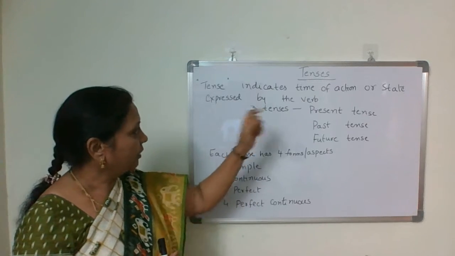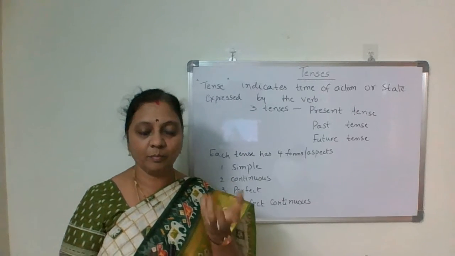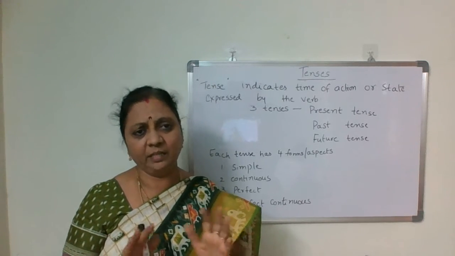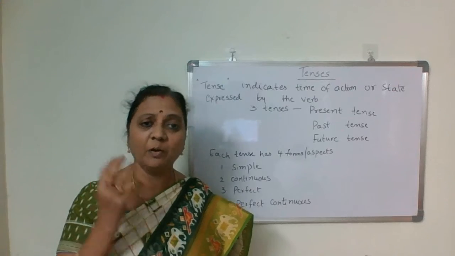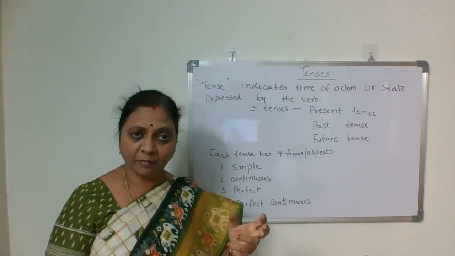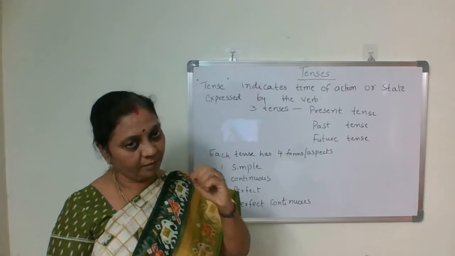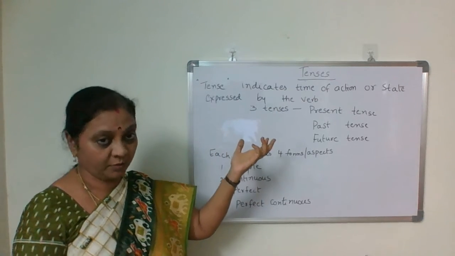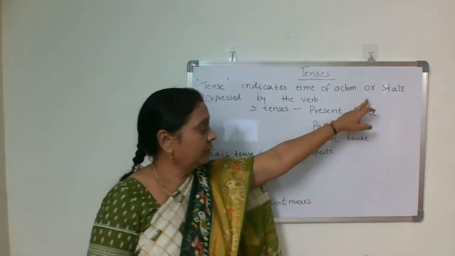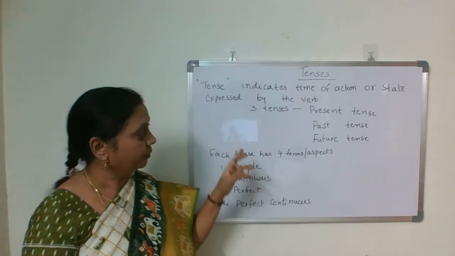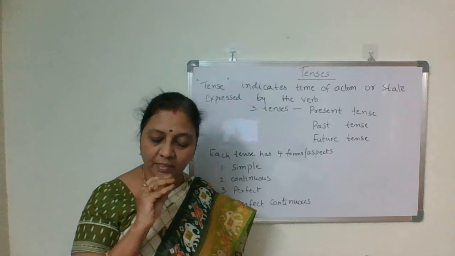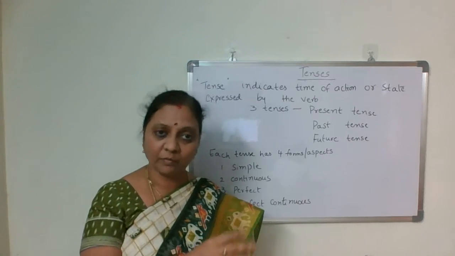Okay, so tense. What do you mean by tense? Tense indicates time. The main thing is it is related to time, the time of action, the action that is expressed by the verb. Time of action or state also. Sometimes there are some state verbs other than action verbs. I will talk to you about those state verbs also, but we do action verbs first. Tense indicates the time of action.